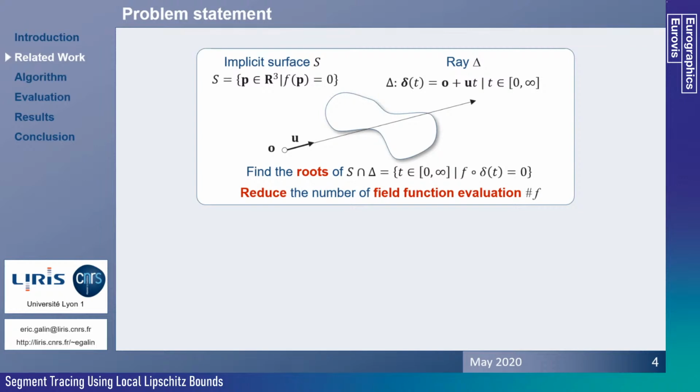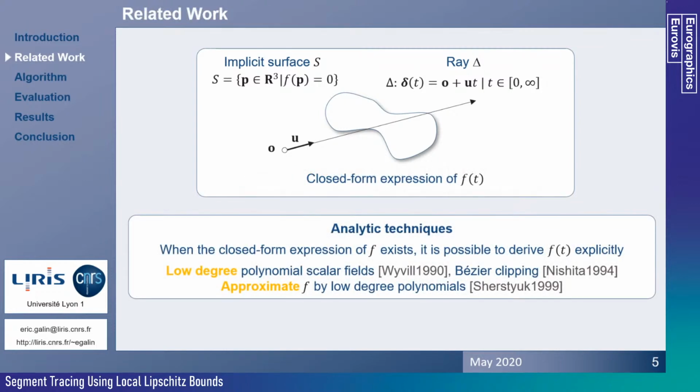In this presentation, we address the acceleration of ray tracing. Given an implicit surface characterized by its scalar field f, and a ray defined by its parametric equation delta, the challenge consists in finding the roots of the function f of t while using the minimum number of field function evaluations. Several techniques have been proposed for computing the ray implicit surface intersection. Here we briefly review different approaches.